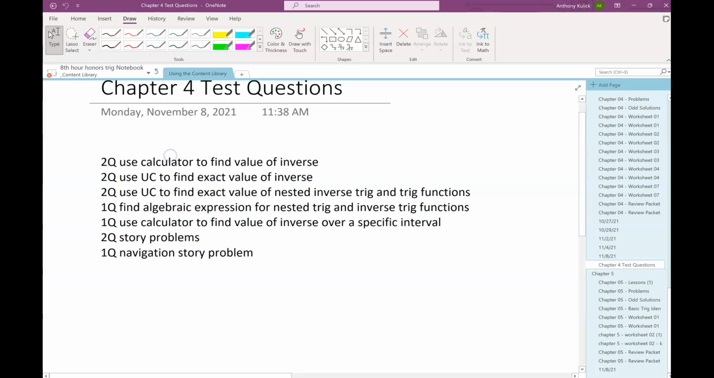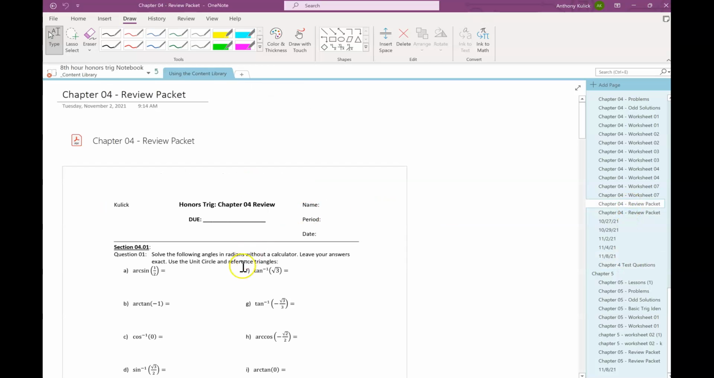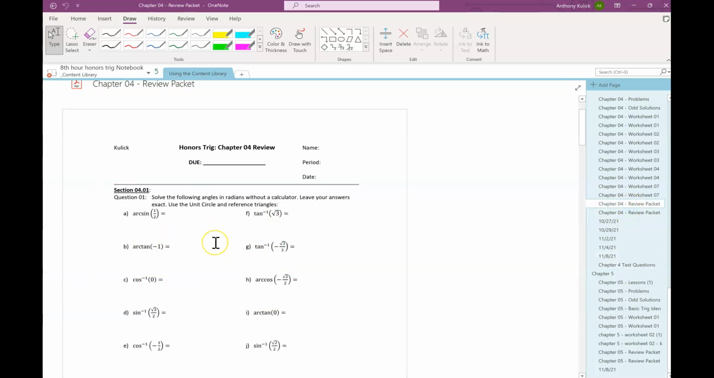So what we're looking at is in the content library under Chapter 4. So this is the test format. So the first two questions, we're just using our calculator to find the value for an inverse. It's literally like, can you type this into your calculator and press enter and write down the number? Two questions where we use the unit circle to find the exact value for the inverse. That's like question 1 from the first page of the review.